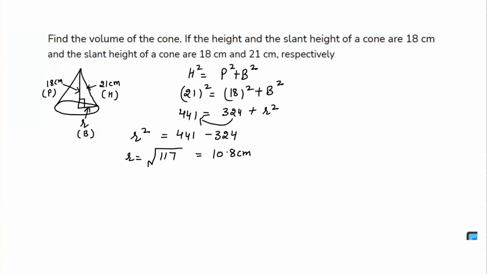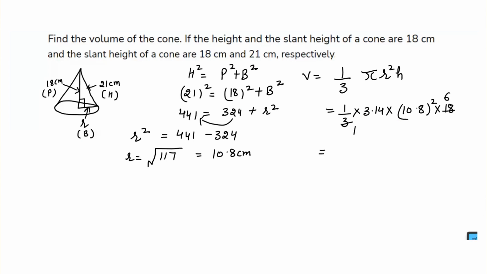Now since we already calculated the value for r, we can use the formula V is equal to 1 by 3 pi r square h. Then we can substitute the values: 1 by 3, 3.14 in place of pi, 10.8 square in place of r, and in place of h it is 18. So 3 ones are 3, 3 sixes are 18. We'll get 3.14 into 10.8 into 10.8 into 6. So when you multiply all these numbers together, you will get 2197.5 centimeter cube. So that is the volume for this particular question.